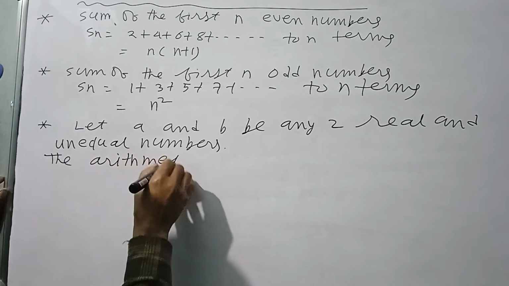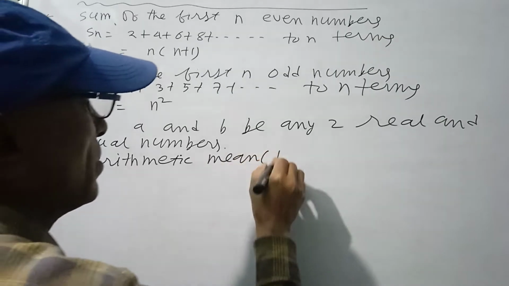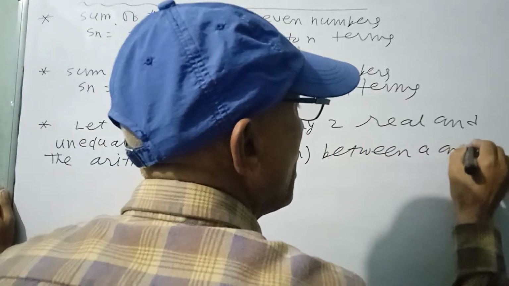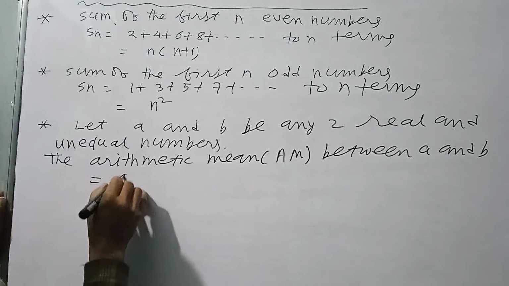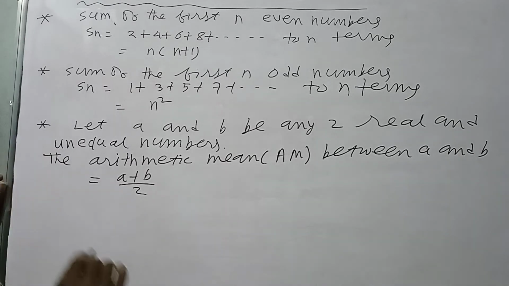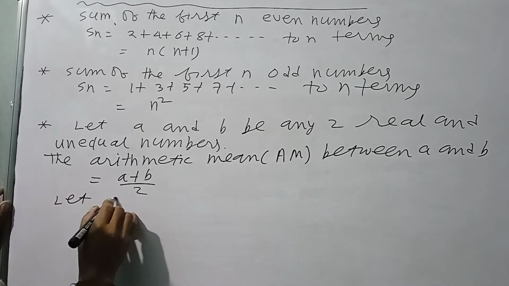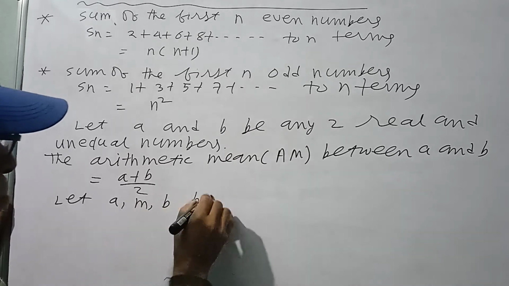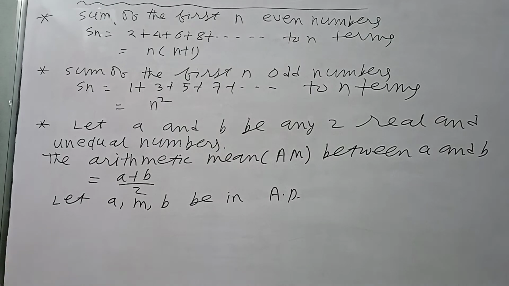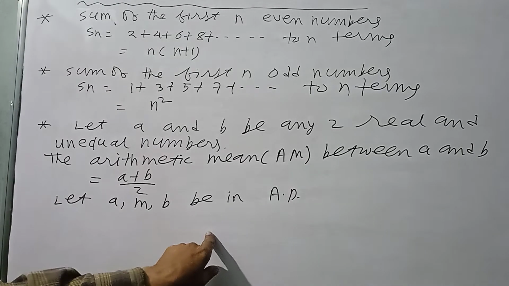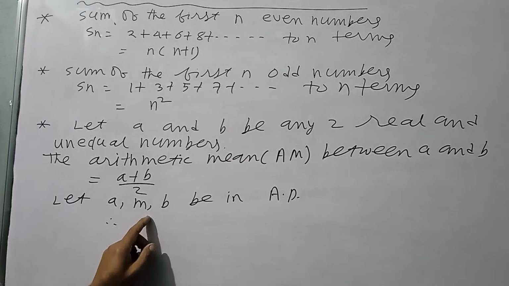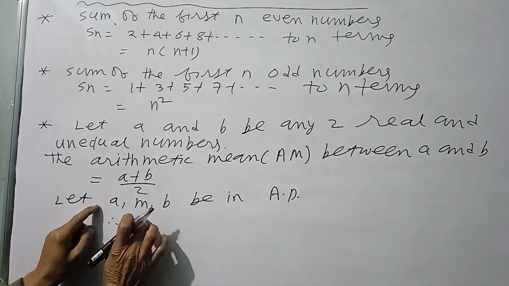The arithmetic mean, AM, between A and B equals A plus B by 2. How to prove? You can easily prove it this way. Let A, M, B be in AP. If any terms are in AP, their common difference is equal. How to find the common difference? It is second term T2 minus T1 equal to T3 minus T2.